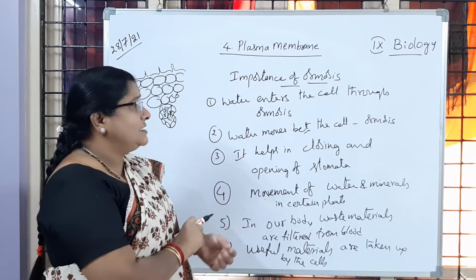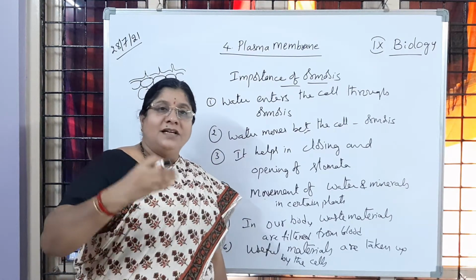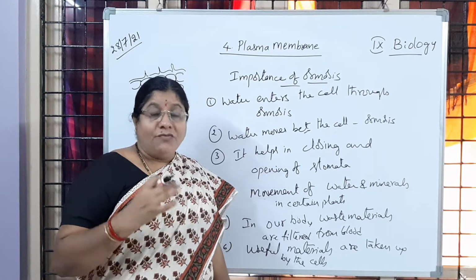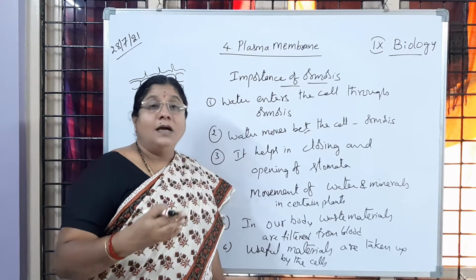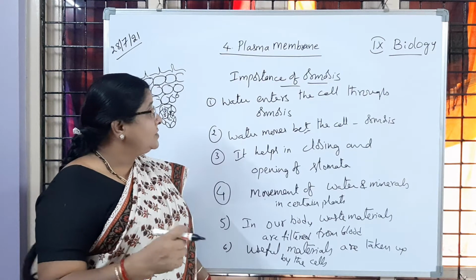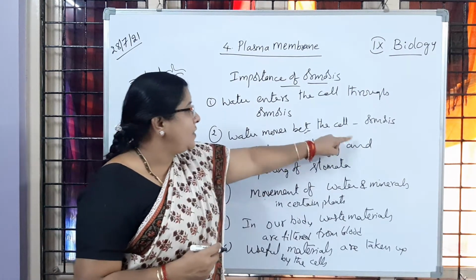Water moves between the cells. Many different types of cells are there: muscle cells, blood cells, nerve cells. If we observe each and every cell, water is needed for performing cellular activities. So that movement of water between the cells is happening because of osmosis.